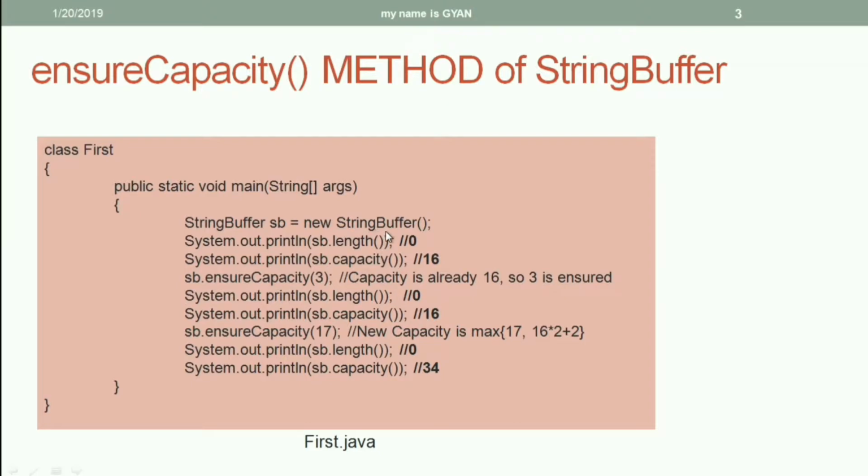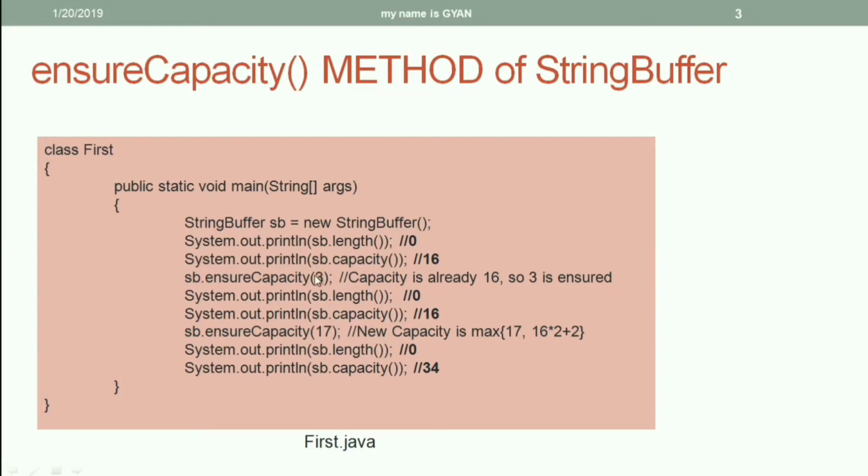Here we are using the default constructor of the string buffer object, and that will create a string buffer object with length 0 and initial capacity 16. We already have seen this concept in the previous videos of this session. After creating this string buffer object and storing its reference in the reference variable sb of type string buffer, when we call the method length it will print 0, and when we call the method capacity it will print 16.